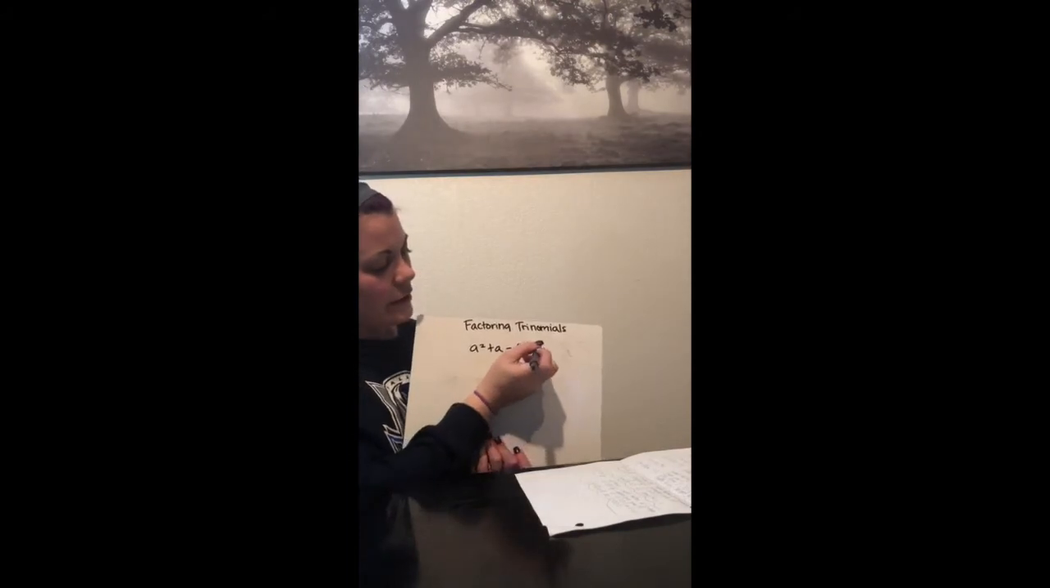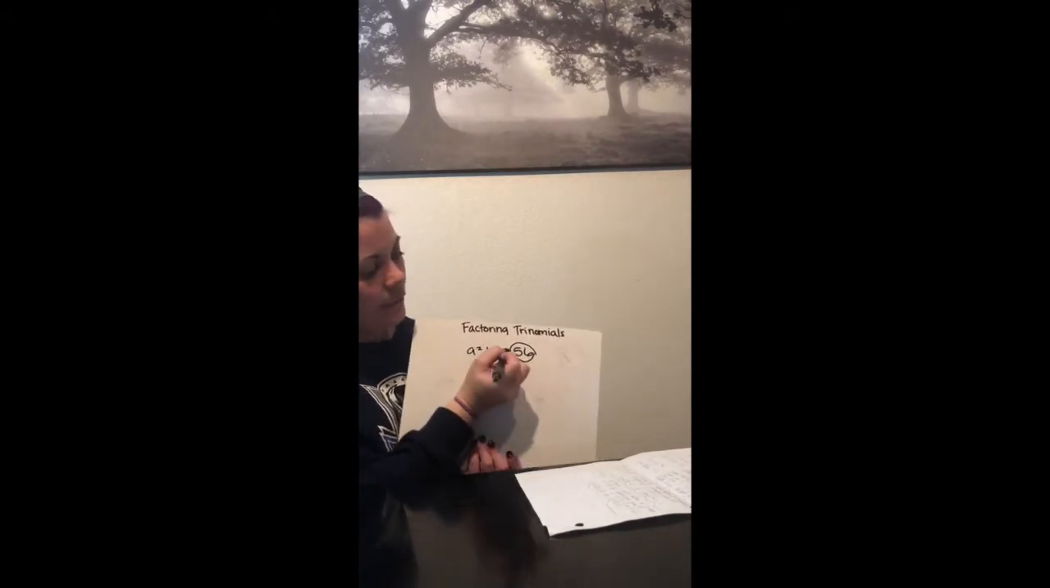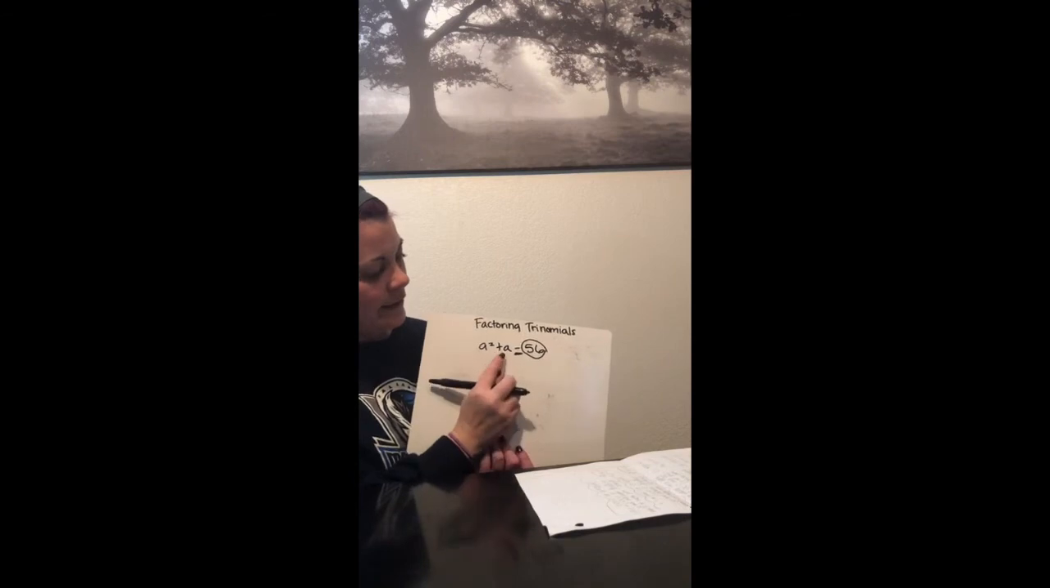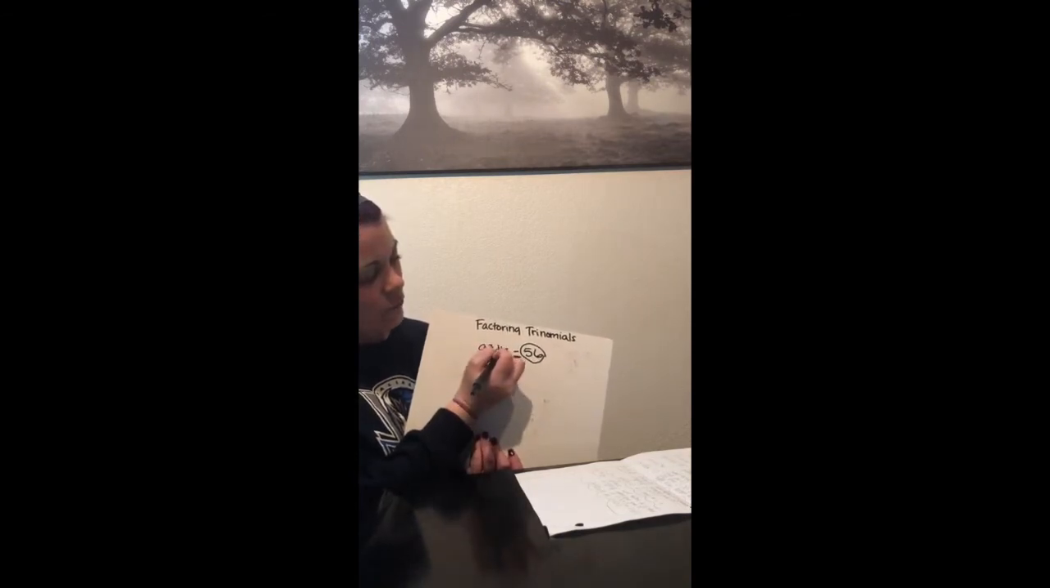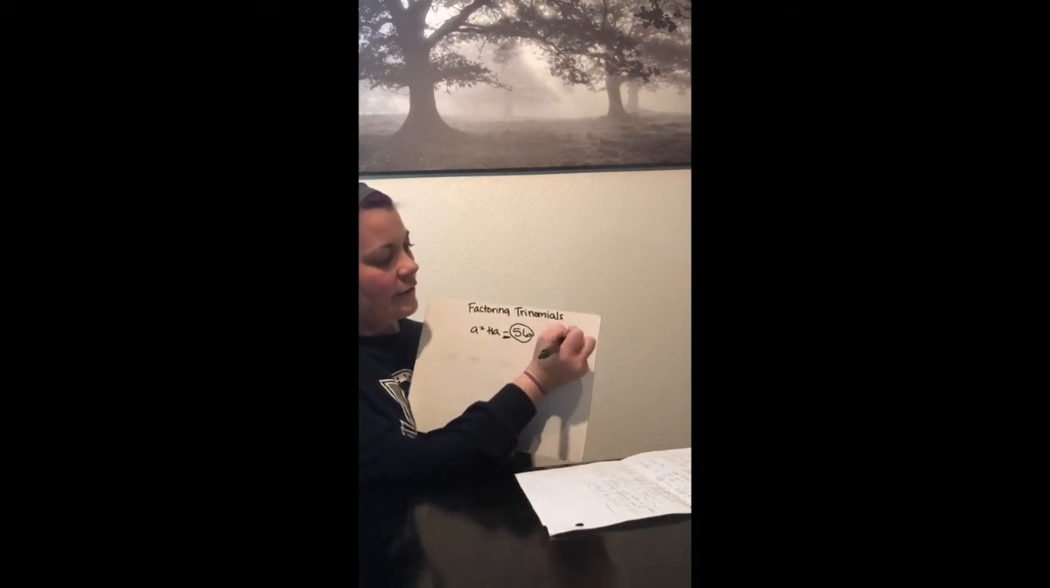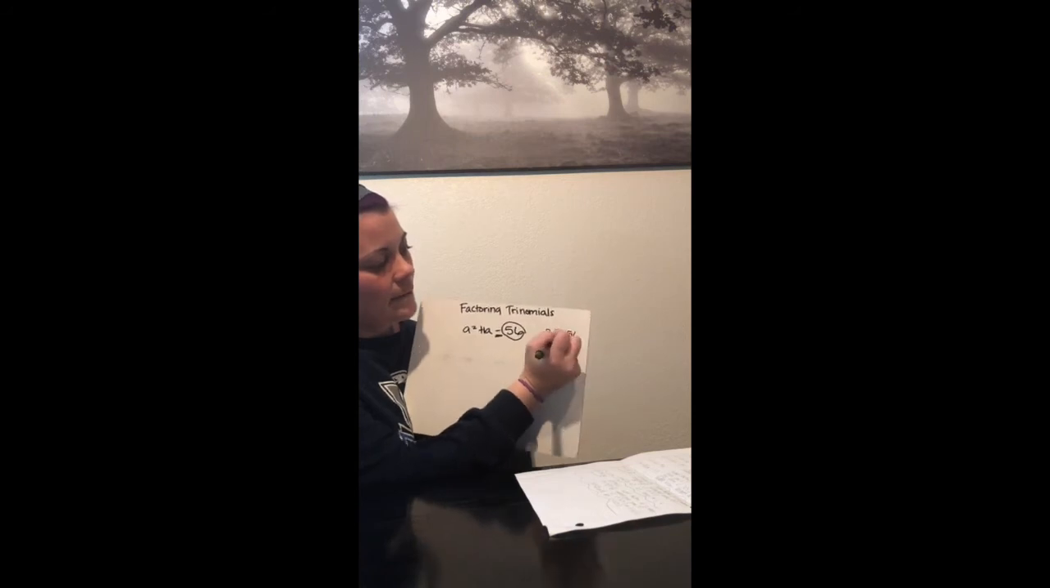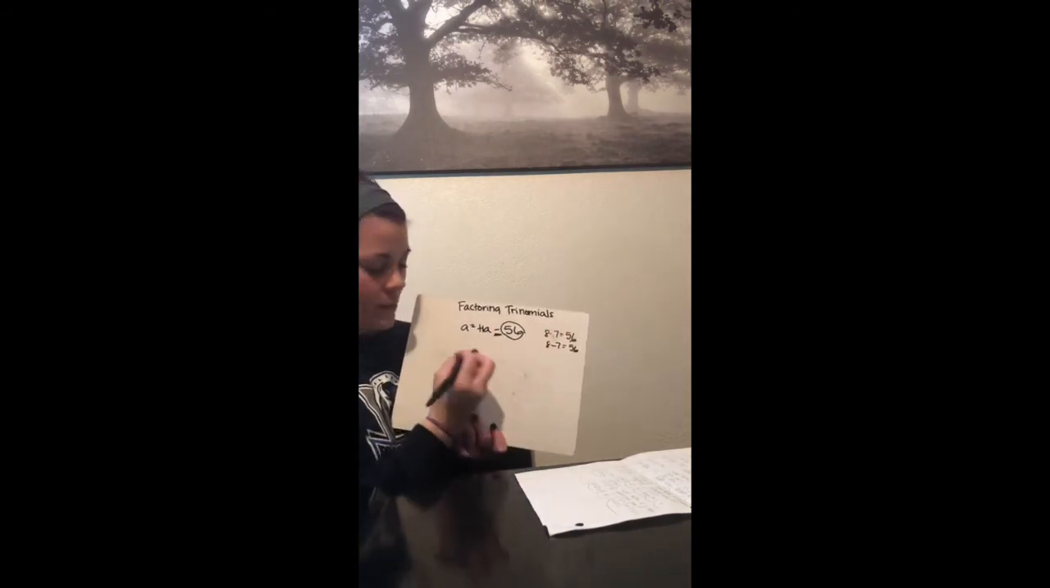Okay, let's do another one. A squared plus a minus 56. So again, you ask yourself your question. You say, what factors of 56 when subtracted give me 1? Because here the coefficient is 1. Okay, it's understood. So you think to yourself, what two factors of 56 when subtracted give you 1? And 8 times 7 is 56, and then 8 minus 7 is 1. So those are the two numbers.